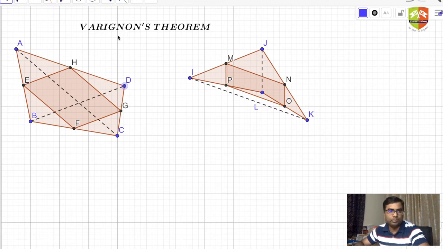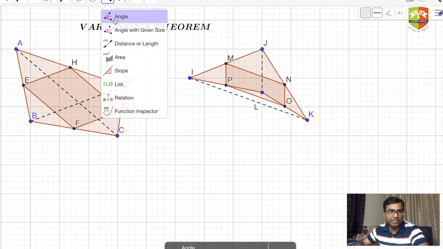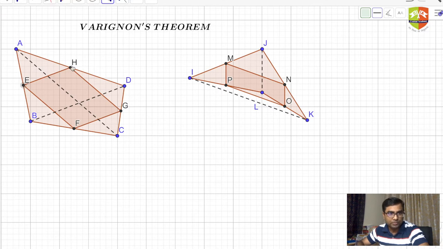A way to check is to measure the angle. I'll show you one configuration. Let's say I measure this angle, 118.75. Just keep track of angle GFE now. You can see both of them are equal. That is one indication that it is actually a parallelogram.